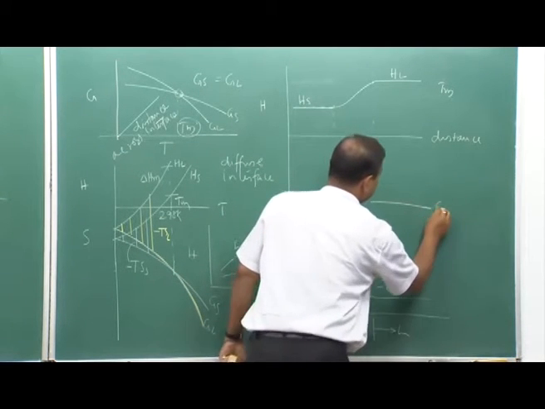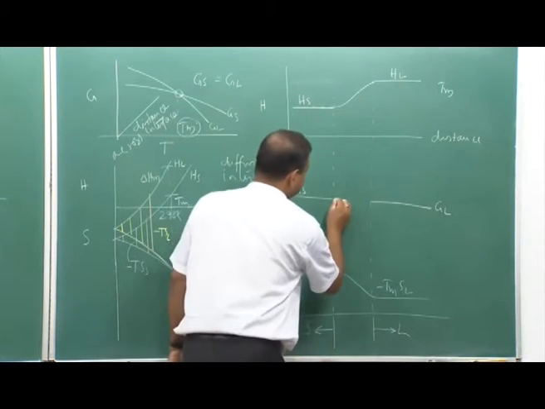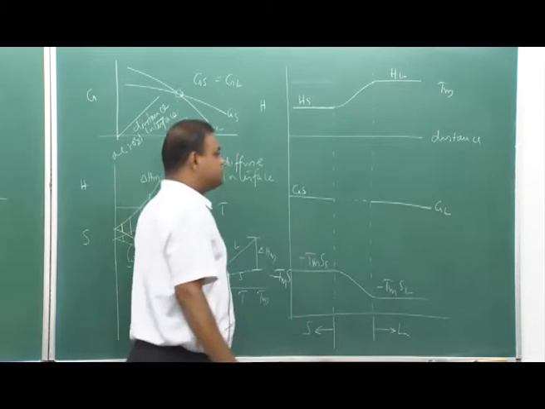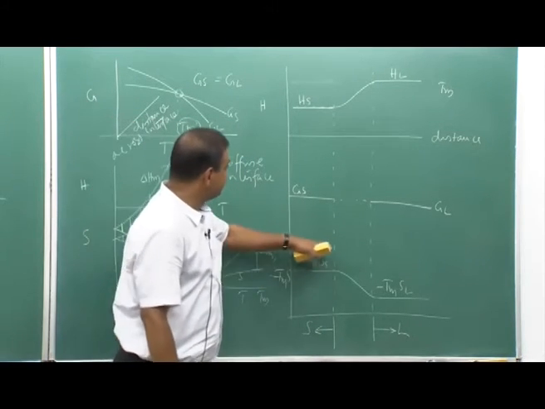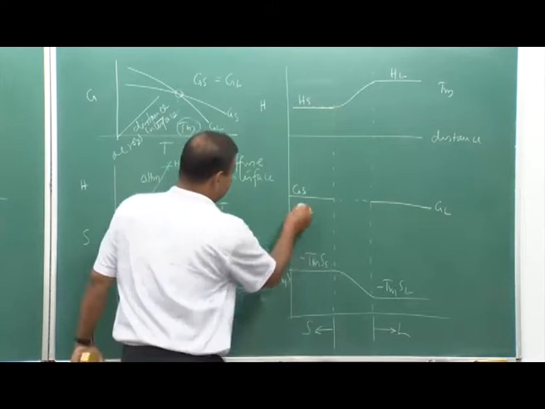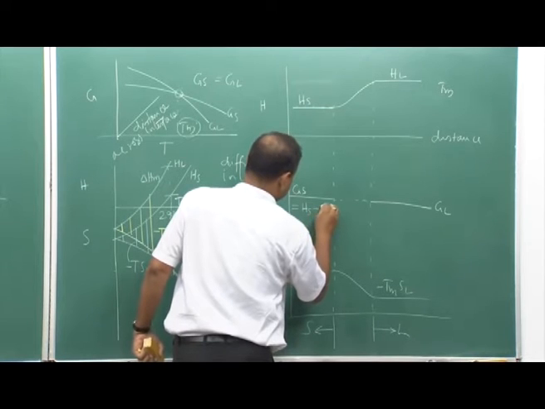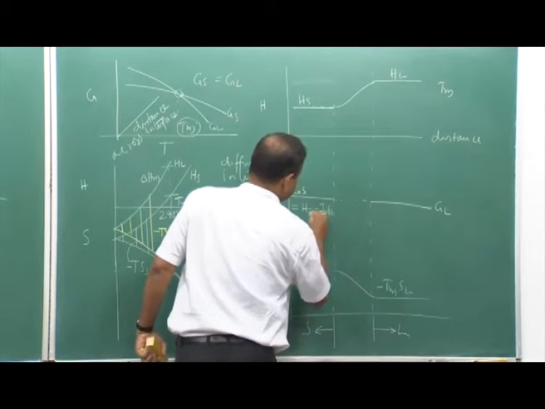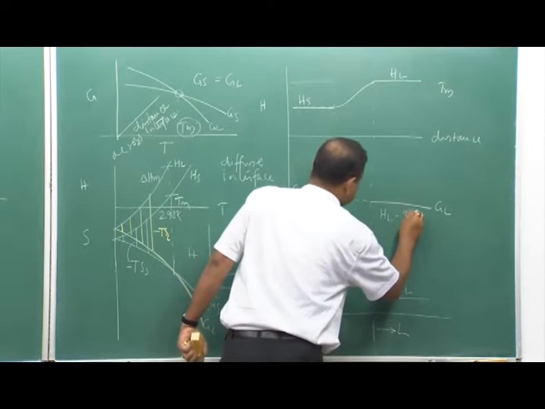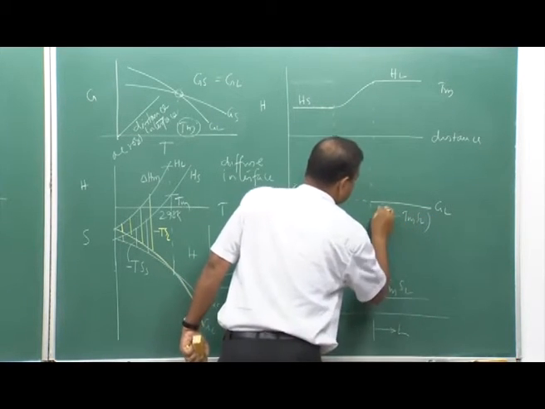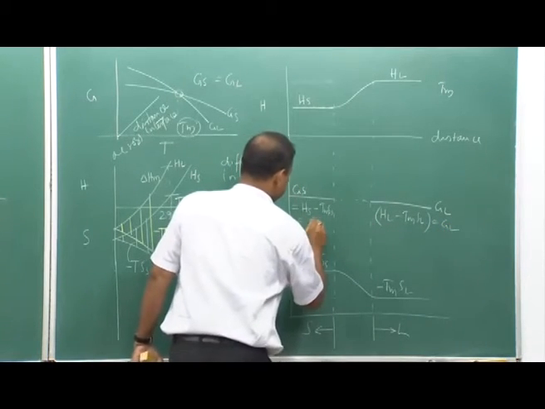They are the same. So, this is G_L, this is G_S. Both are the same, because that is what we get at equilibrium. But across the interface, at the same time, if you see, at this point it would be H_s minus T_m S_s, and here H_l minus T_m S_l is basically G_l, and this is G_s.